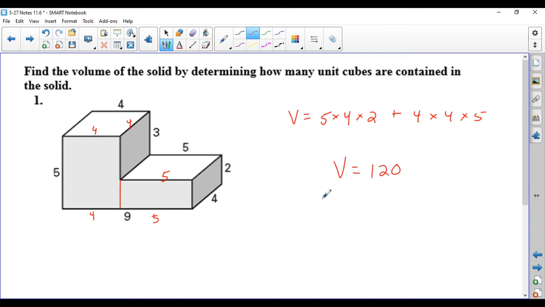You can also do, no, we're going to go with that, 120. If there's no units given, you don't have to give units in your answer.